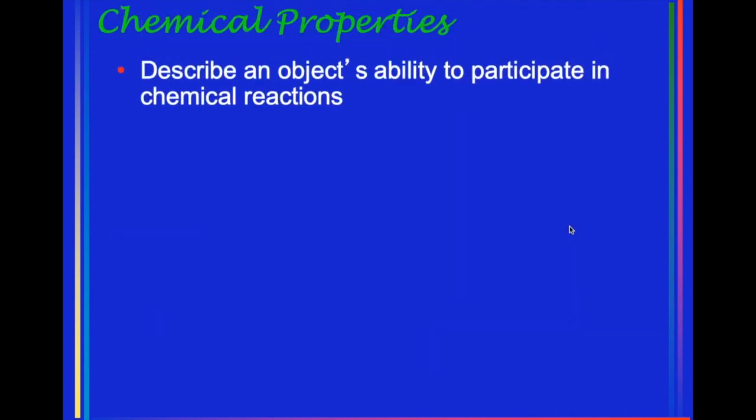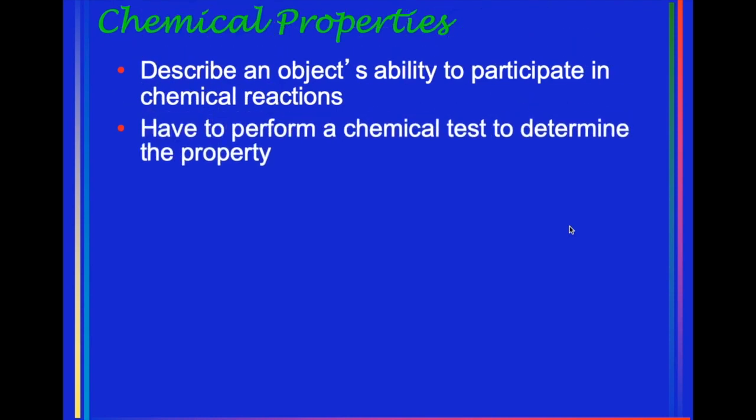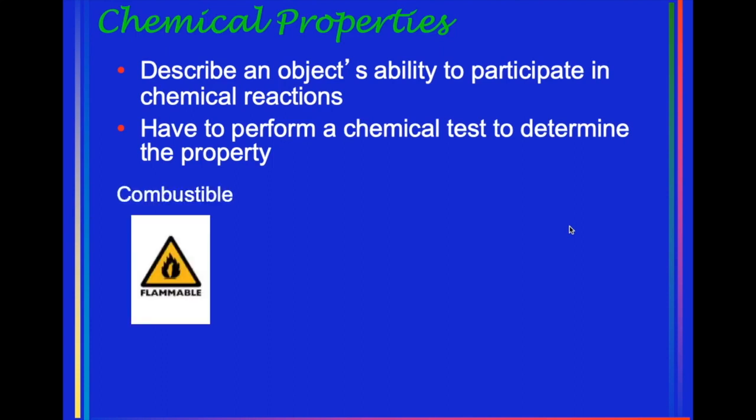A chemical property then is still a description, it's still an adjective, but now you're describing whether it will take part in a chemical reaction. Without prior knowledge, you're not going to be able to just look at something and see that it will participate in chemical reactions. You have to do some sort of test to see if it has that property. So, for example, if something is combustible or not, you have to light it on fire. Now, you have prior knowledge with lots of things in your world to say, this piece of paper will light on fire, this rock will not.